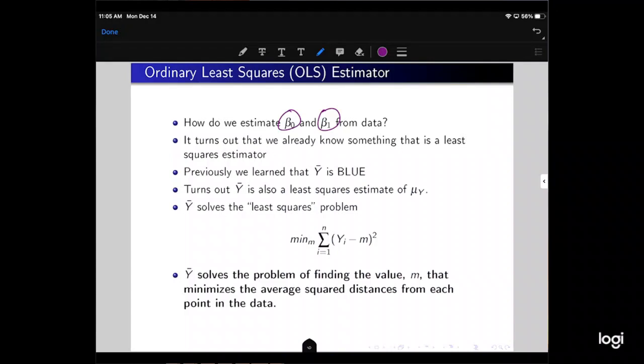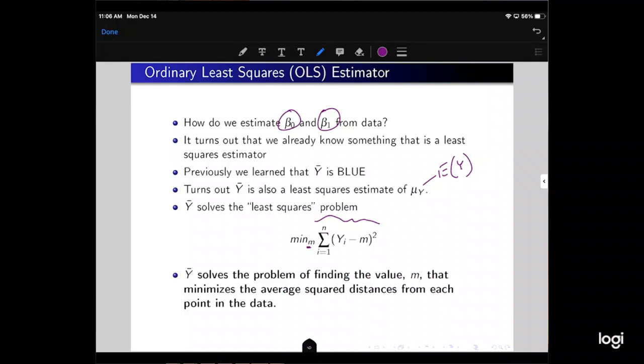Previously, we learned that y bar is blue. It turns out that y bar is also a least squares estimator of mu y, the population mean, expected value, y. Y bar solves the least squares problem. Minimize this expression, the sum of i equals 1 to n of yi minus m squared with respect to m. So y bar solves the problem of finding the value m, minimizing over m, that minimizes the average squared distances from each point in the data.